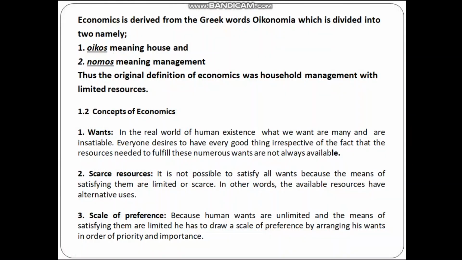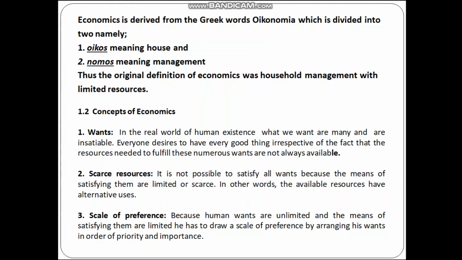Economics is derived from the Greek word oikonomia, which can be divided into two, as oikos, meaning house, and nomos, meaning management. Thus, the original definition of economics was household management with limited resources. Economics is the science of human behavior, which is concerned with the allocation of scarce means or resources.